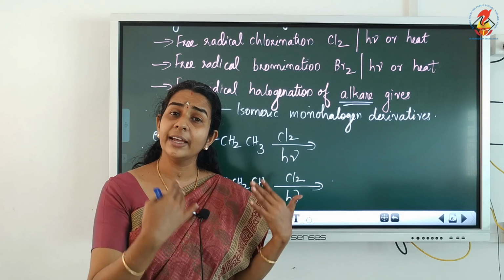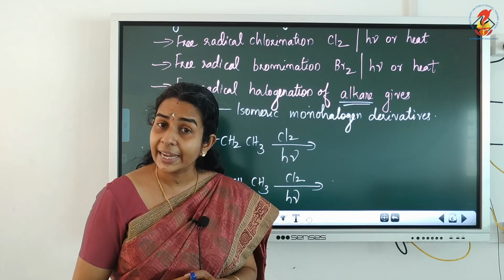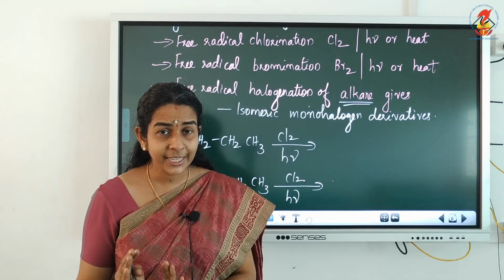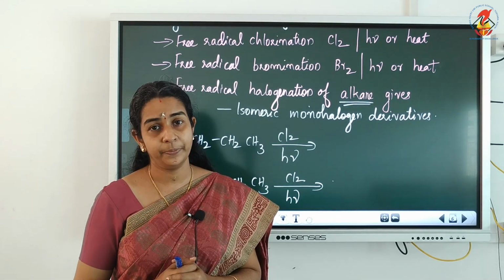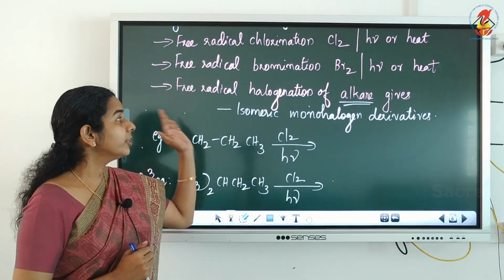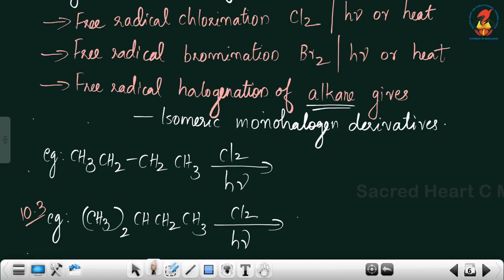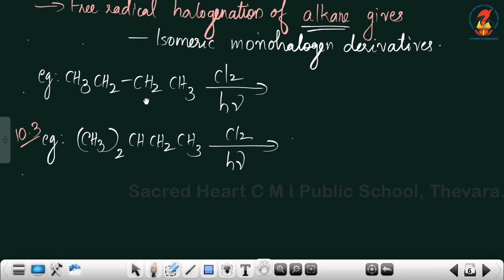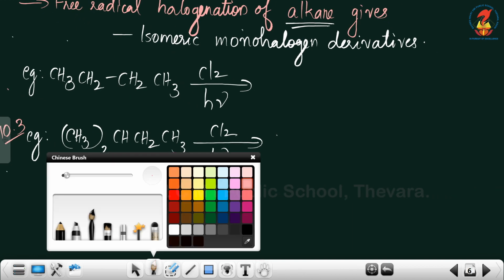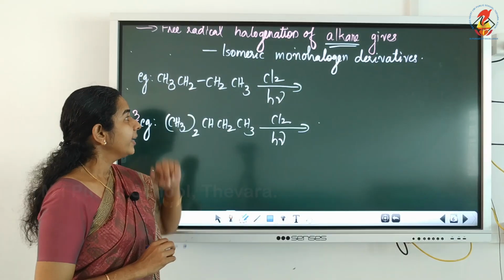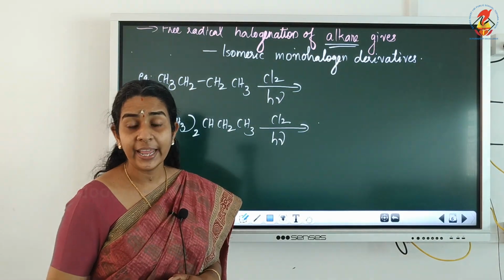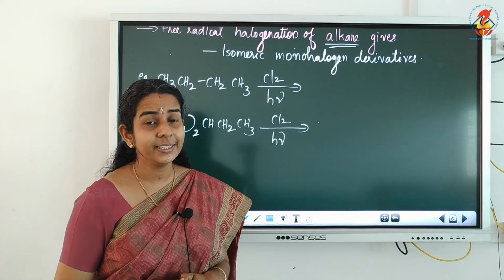So how can we get a monohalogen derivative from an alkane? Yes, by replacing only one hydrogen of the alkane by a halogen. So remember, after the free radical halogenation of an alkane, we get the products as isomeric monohalogen derivatives. For example, CH3CH2CH2CH3. Above the arrow it is written as chlorine and sunlight. h nu represents sunlight.